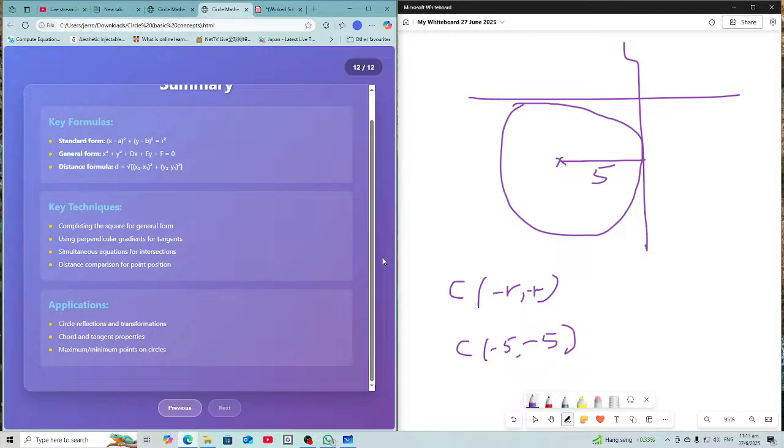What if you are asked for reflections, especially reflections? What does not change? The radius doesn't change. Okay, that's what you need to know. Chord and tangent properties, this is linked to key technique number 2. Remember, you can also use the midpoint, and you can also use the perpendicular gradient. Of course, last one was just what I've just mentioned: max and minimum points on the circles.